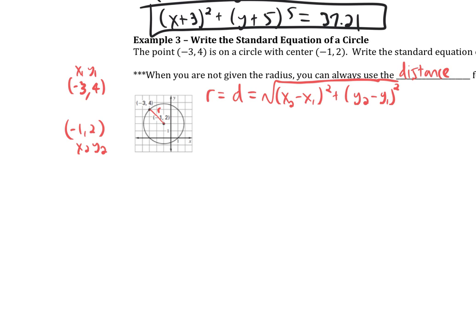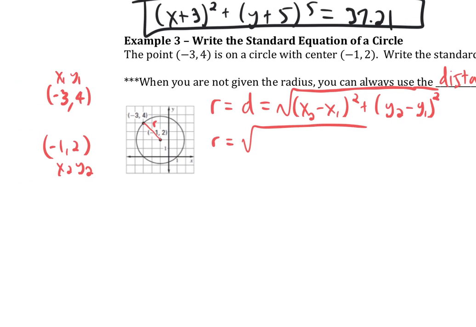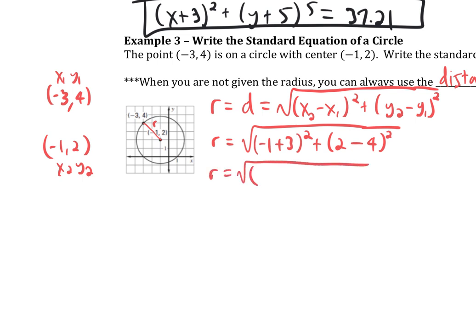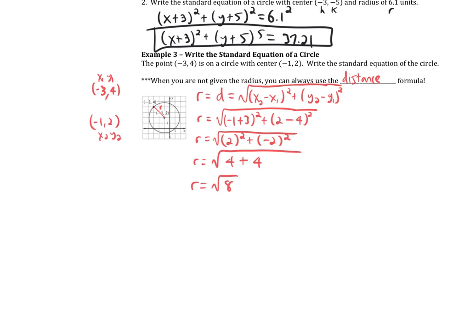All right, so for this, the radius is going to equal the square root of, so x2 in this case was negative 1, minus x1 is negative 3, so plus 3 squared, plus y2 is 2, minus y1 is 4 squared. Going to keep simplifying here. So we get negative 1 plus 3 is going to be 2 squared, plus 2 minus 4 is negative 2 squared. Keep the square root here for a while too. 2 squared is going to be 4, and also negative 2 squared is going to be 4. So for our radius here, we're going to get r equals square root of 8, which is kind of weird, but that is a possibility here.